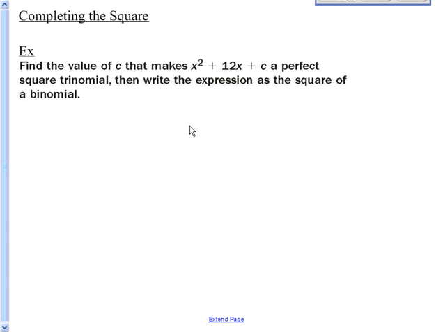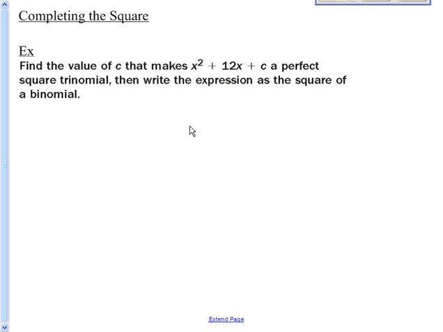Hey, welcome back to your favorite intermediate algebra class. We're going to talk about completing the square today. We're going to solve some quadratic equations by completing the square, and we're going to write quadratic functions in vertex form by using the process of completing the square.